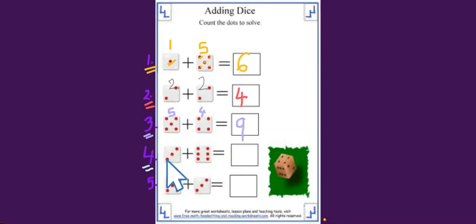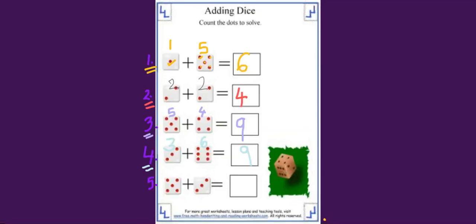Let's do number 4. Count the dots. 1, 2, 3. So we write 3 plus 1, 2, 3, 4, 5, 6. We write 6 here. What is the total? 1, 2, 3, 4, 5, 6, 7, 8, 9. We write the answer 9.